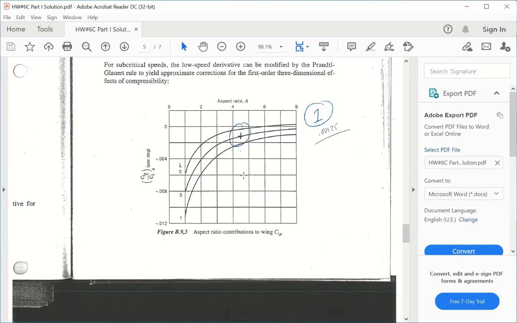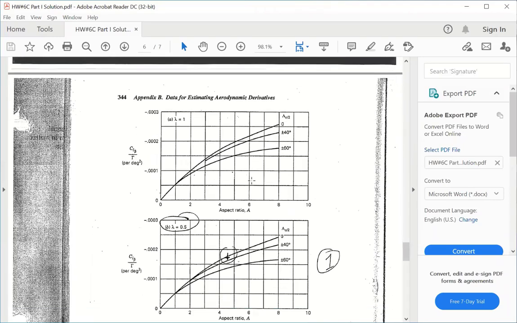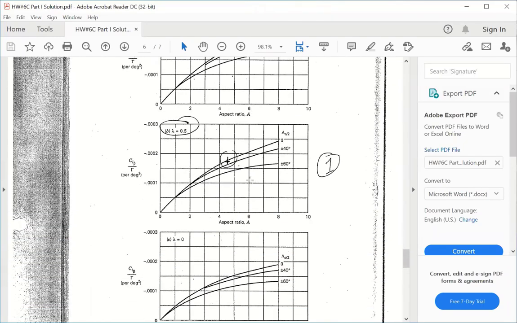So far, so good. Make sure you show that chart and the point that you picked. Again, you need the taper ratio and the aspect ratio to read off of this. And then the last chart you need, again, lambda 0.5, aspect ratio 4.4. And then you read off the value here for a half chord sweep angle of 8 point something. So there you get 0.00175.